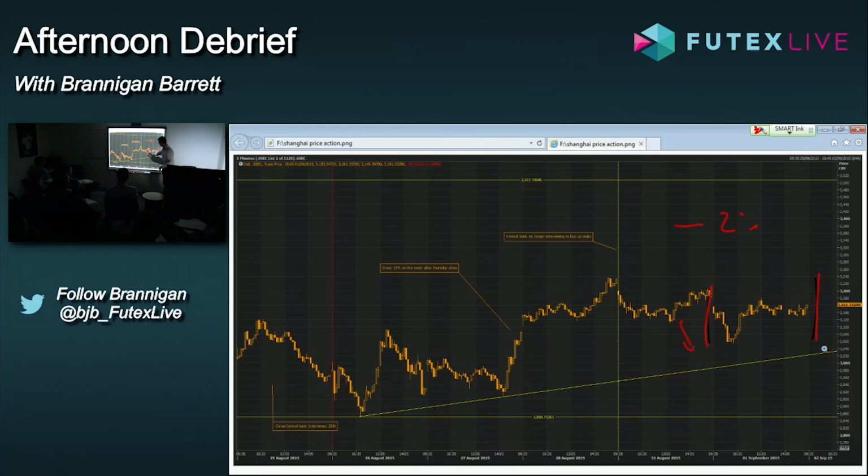It then sold off initially before doing what? Coming back to attempt to fill the gap. Did it leave a gap? Yes, it did leave a gap. It then settled lower on the day.